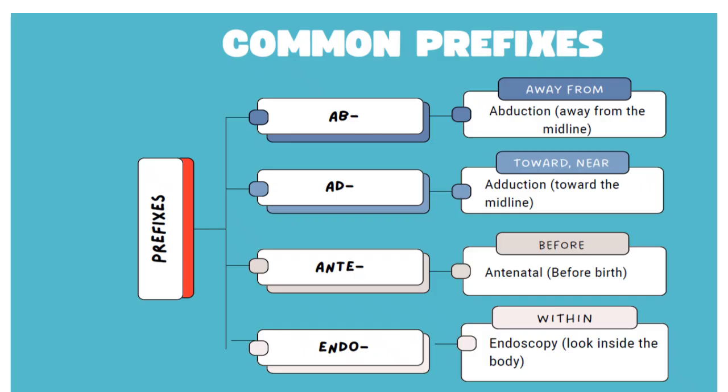Ante with E means before, not like anti with I. Anti with I means against or negation. But this one means before, like the term antenatal means the time before birth. Endo means inside or within. Endoscopy is making a scope inside the body, like a scope of the stomach.